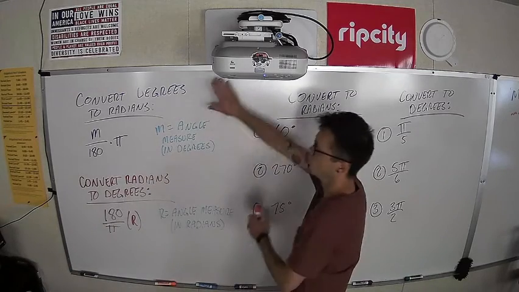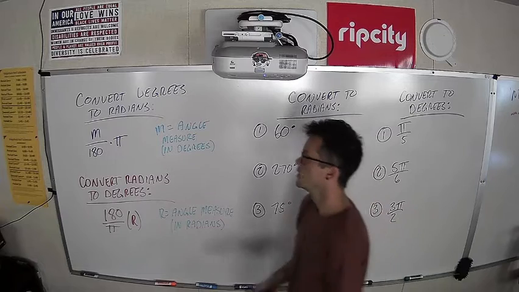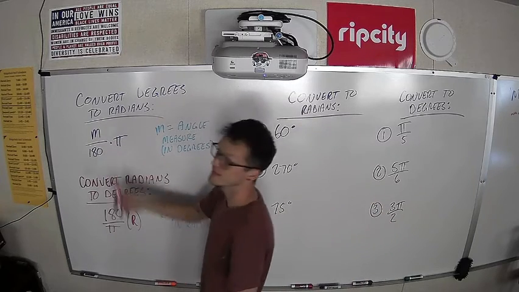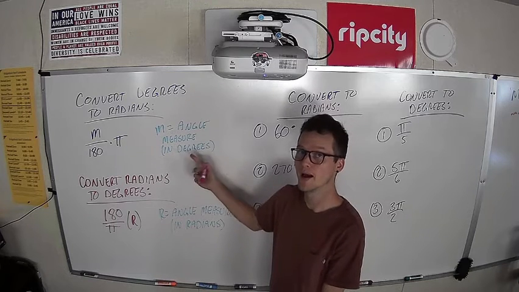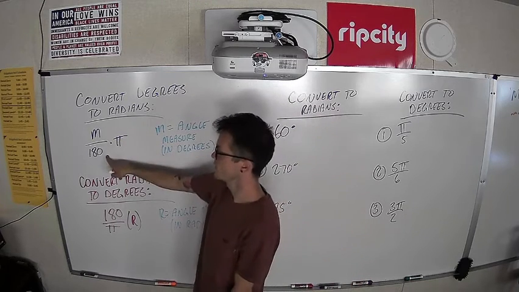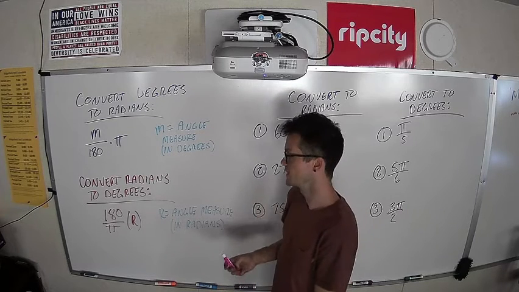All right. So if we want to convert degrees to radians, we're going to use the following formula. It's going to be m divided by 180 times pi. And in this case, m is our angle measure in degrees. So if you have some angle measure in degrees, divide it by 180, multiply by pi, and that's how we would refer to it in terms of radians.